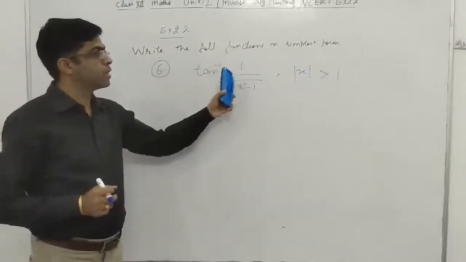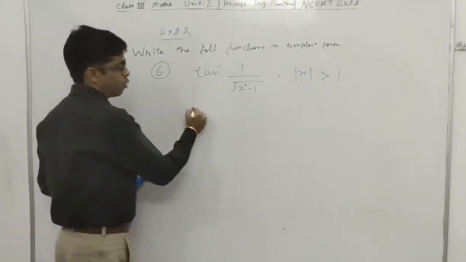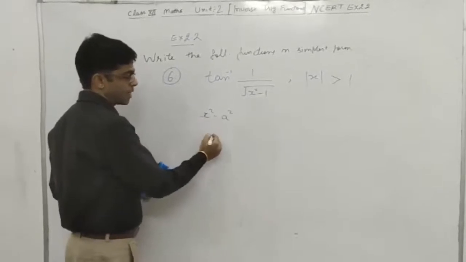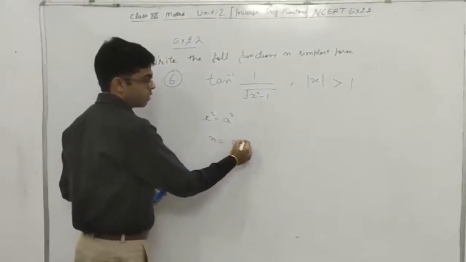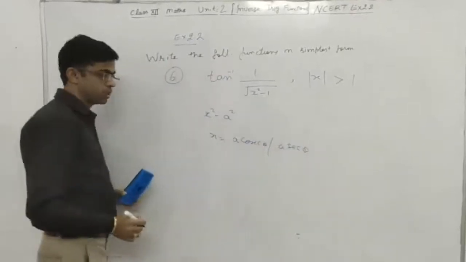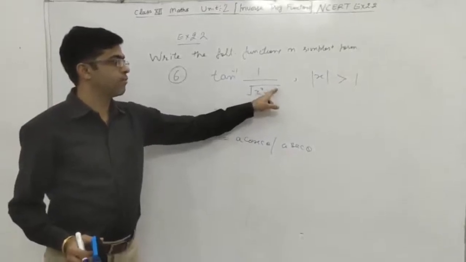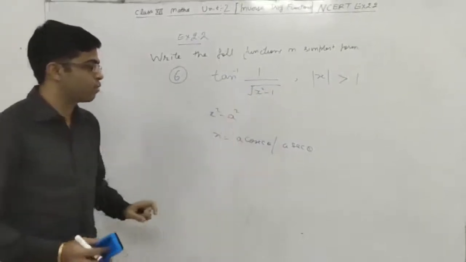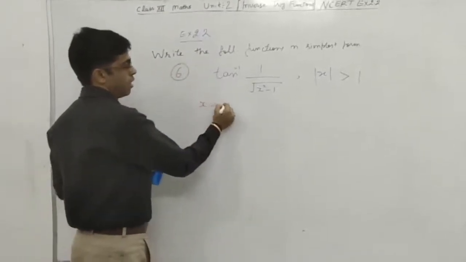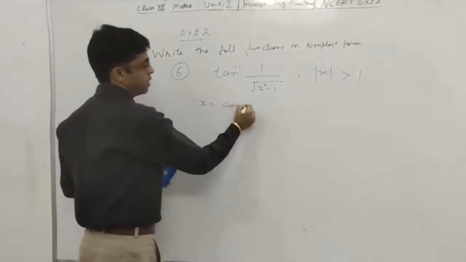Write the following function in the simplest form. We have to convert it into the simplest form. As I have told you, when this is coming in the question, we have to substitute x equals either a cosec theta or a sec theta, depending on the question. So the same, this is x square minus a square format, where a is 1. So we will try first of all x equals only cosec theta.